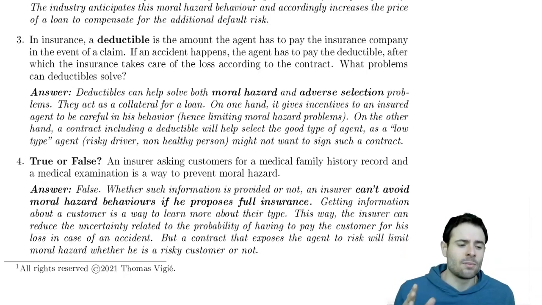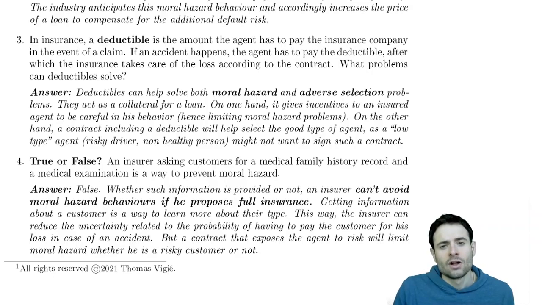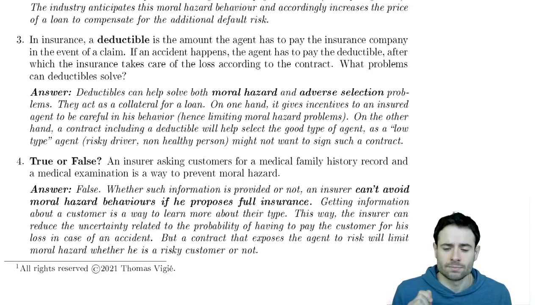So it is not a problem that risky customers are getting an insurance contract. The problem is about the insurance company not knowing their type. If they know it's a risky type, no problem, they can increase the insurance premium. If they don't know, this is where they are going through a risk.